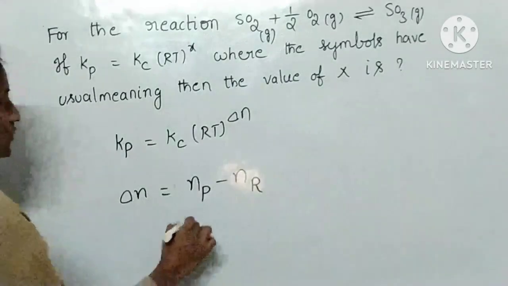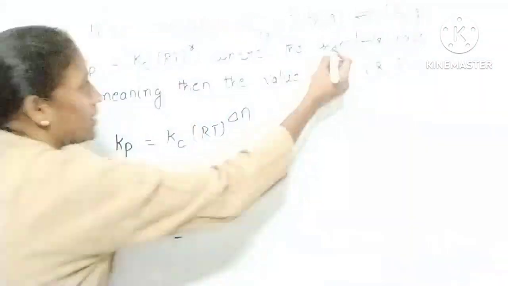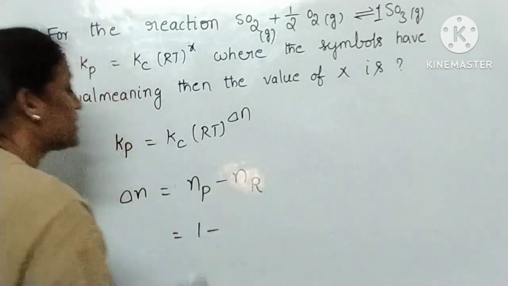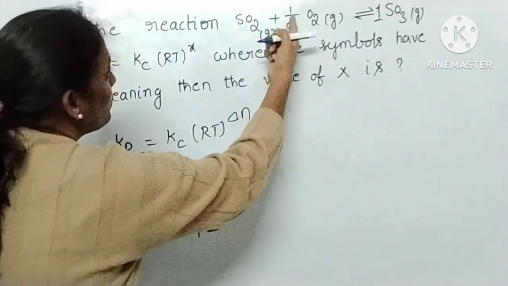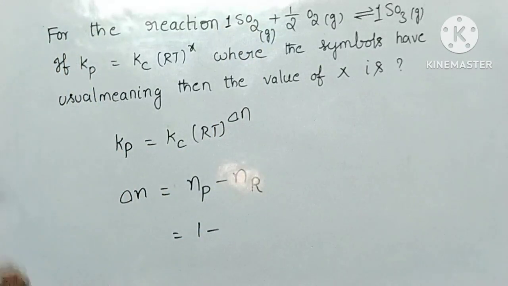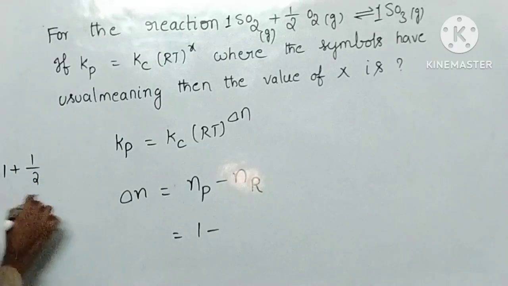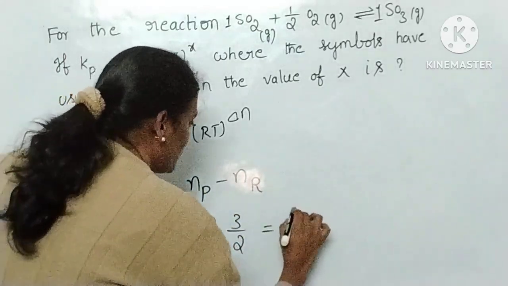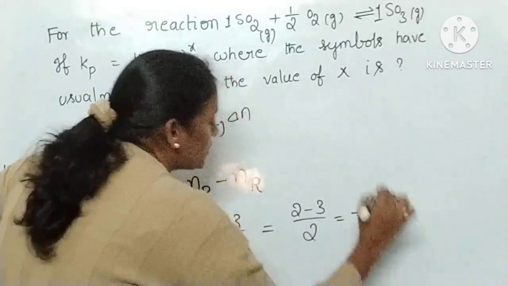From this reaction, the number of moles of products is 1 mole of SO3 formed, that means 1, minus reactants. Here it is 1 by 2, and here it is also 1, so 1 plus 1 by 2 would become 3 by 2. So you will get 1 minus 3 by 2, that means minus 1 by 2 is your answer.